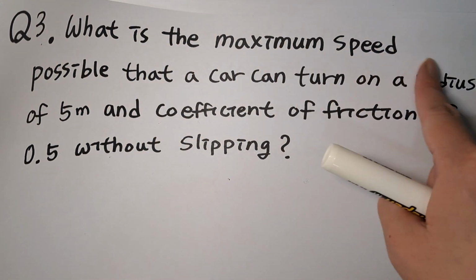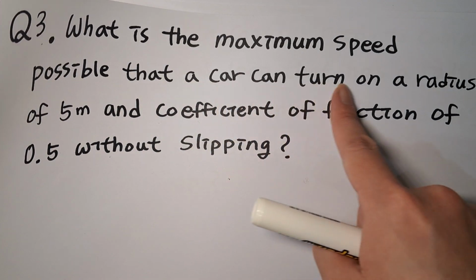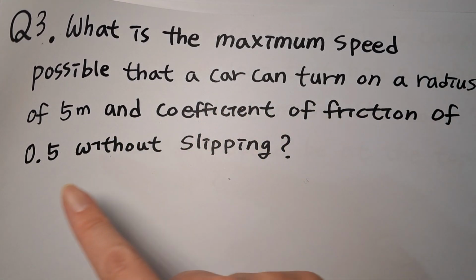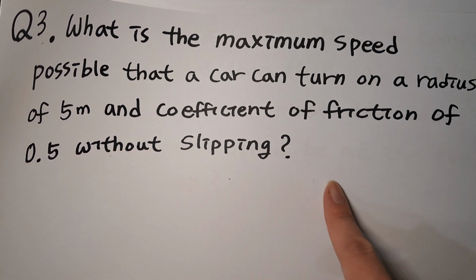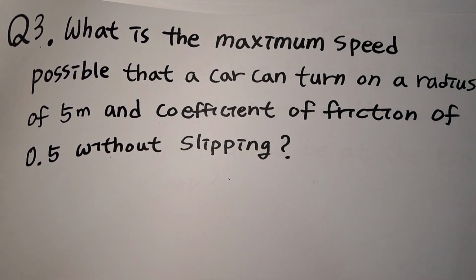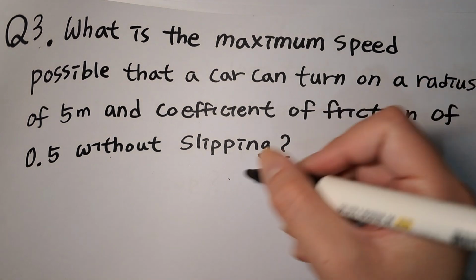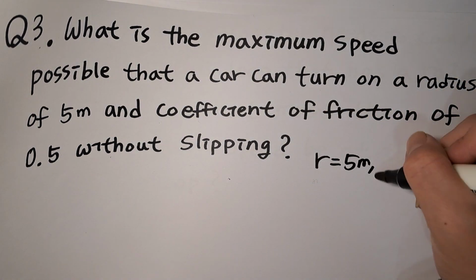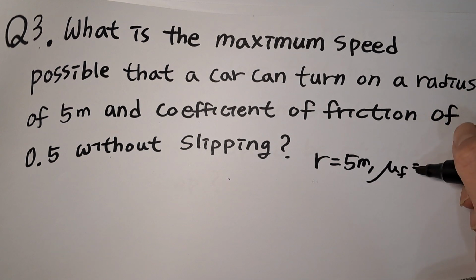What's the maximum speed possible that a car can turn on a radius of 5 meters and coefficient of friction of 0.5 without slipping? So the radius is going to be 5 meters and the coefficient of friction is going to be 0.5.